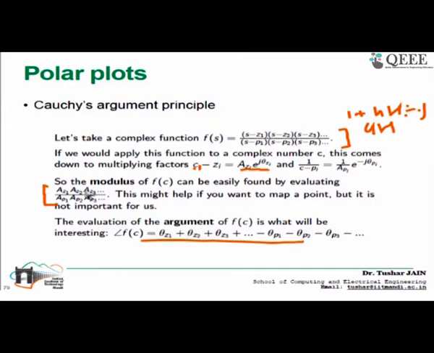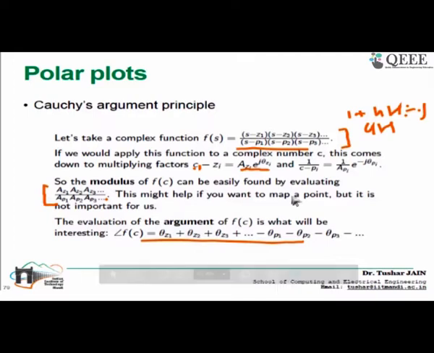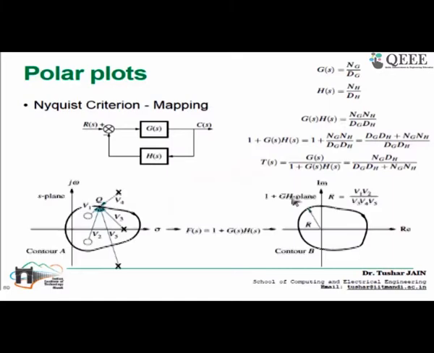The magnitudes of the zeros will come in the numerator, and the moduli of the poles will come in the denominator, and the ratio of these will give the phasor length from the origin in the f plane. Similarly, this angle gives the phasor angle starting from the origin, where all the angles of the zeros are added with a positive sign, and the poles are added with a negative sign. So let's see this on the mapping itself.